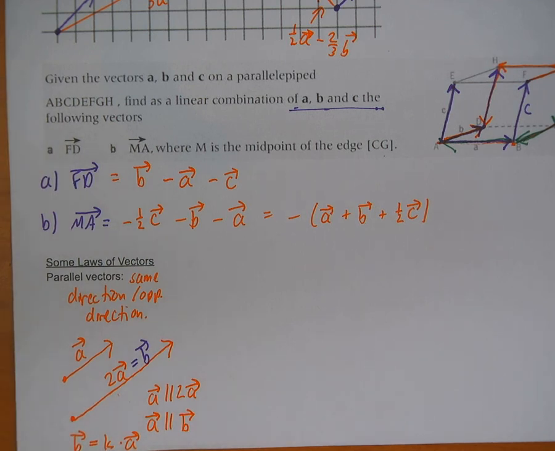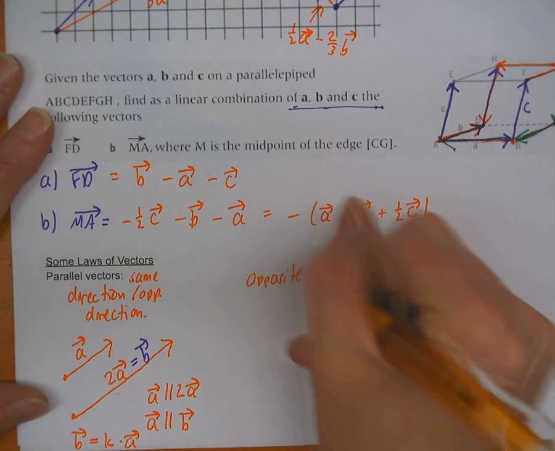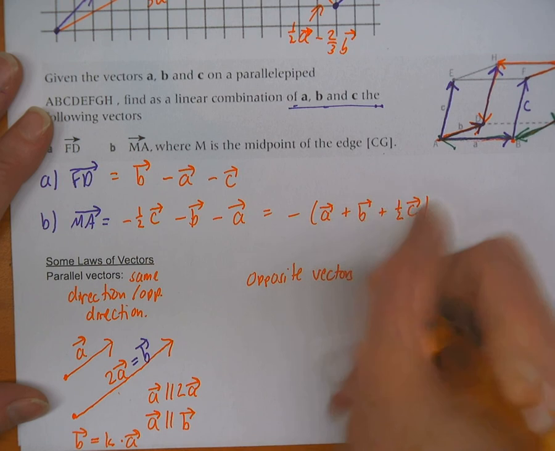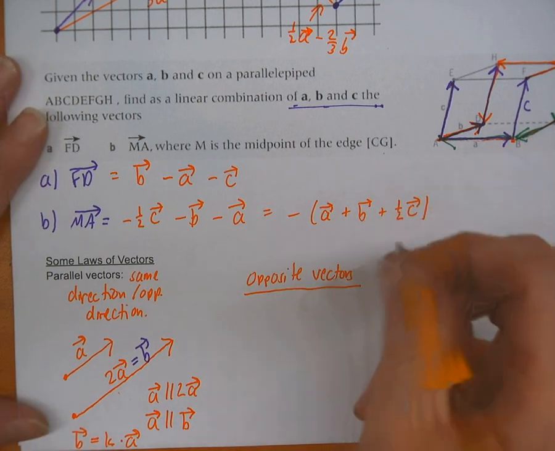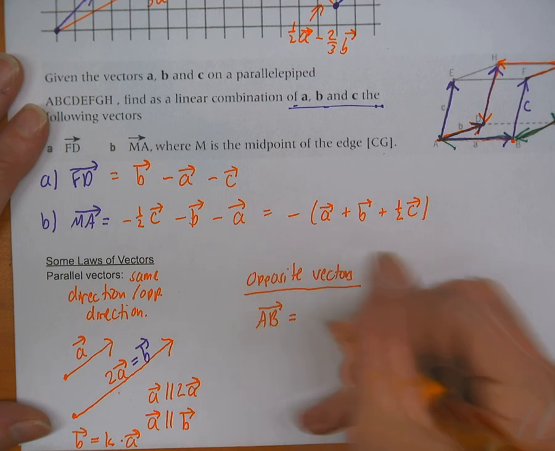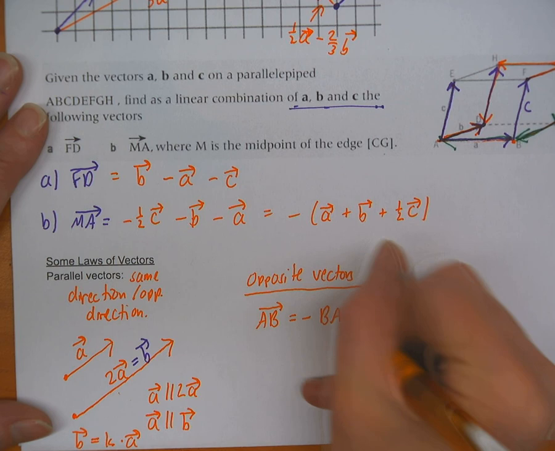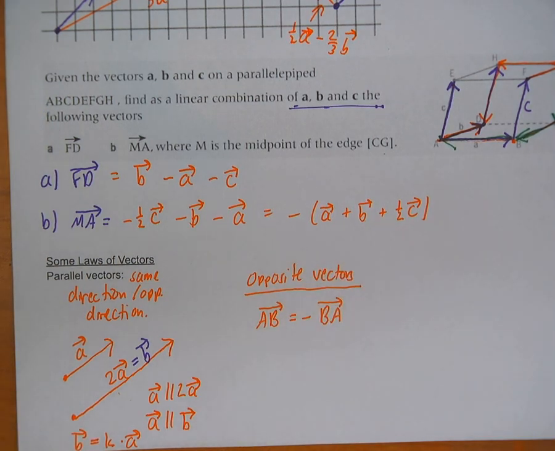Okay, opposite vectors. We've already discussed this a bit in the prior examples. Opposite vectors would be written, let's say I had vector AB. An opposite vector to that would be vector BA. So we could consider AB to be the same as negative BA. It's just going in the reverse direction. So if you put a negative in front of one, now they're the same.